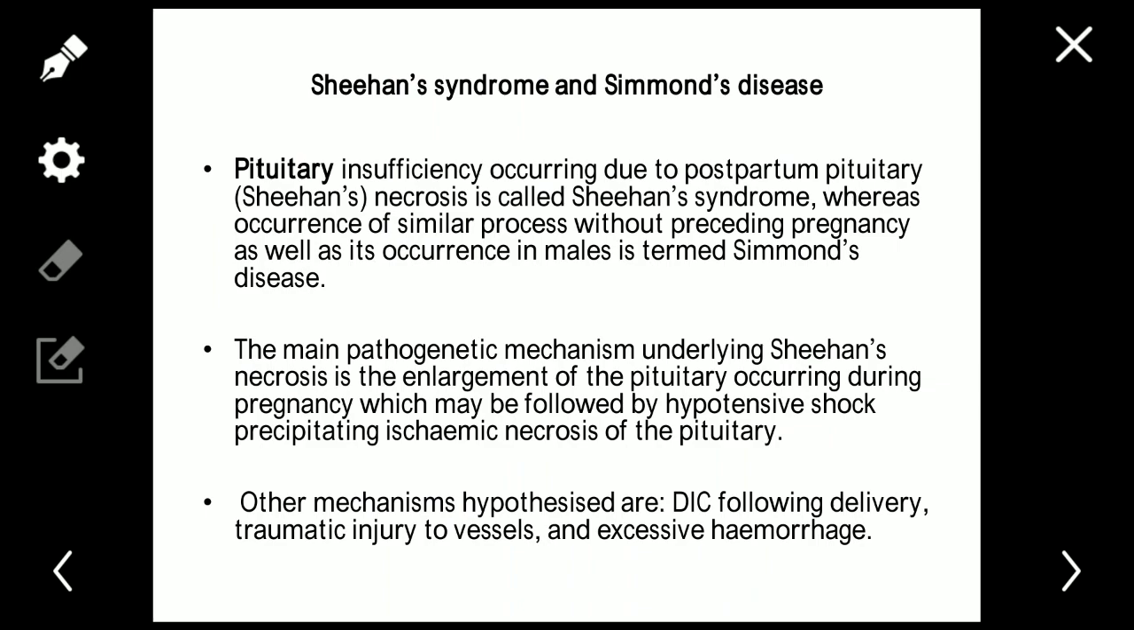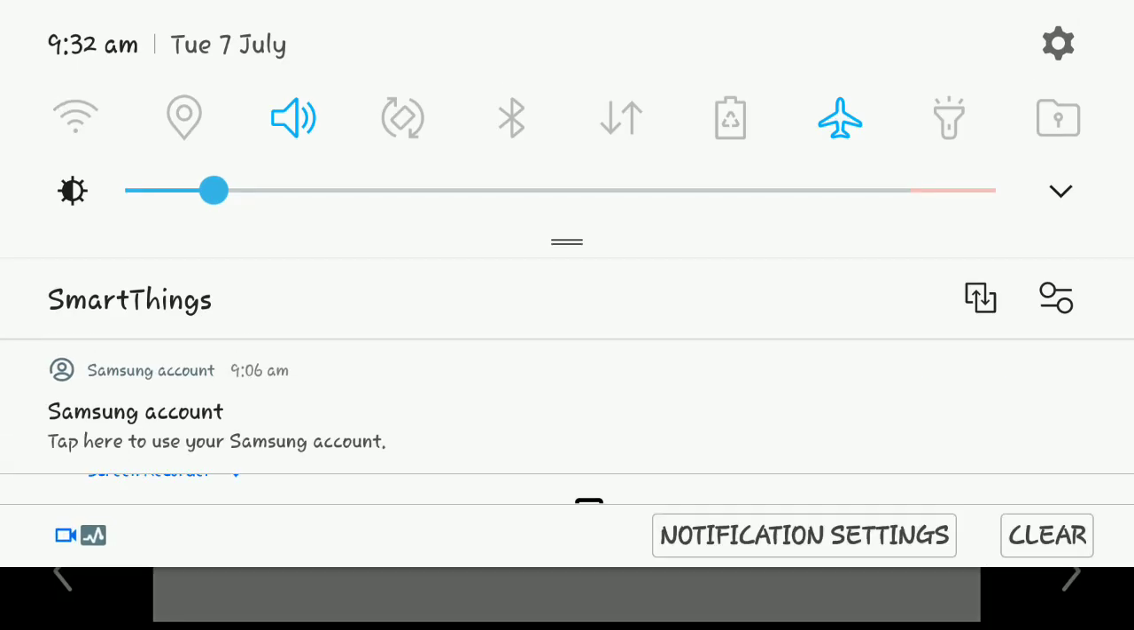So in Sheehan syndrome the pituitary undergoes necrosis, that is, the pituitary will die due to pregnancy. If the pituitary undergoes necrosis, it will not release any hormones. The main pathogenetic mechanism underlying Sheehan's necrosis is the enlargement of the pituitary occurring during pregnancy, which may be followed by hypotensive shock precipitating ischemic necrosis of the pituitary. Other mechanisms hypothesized are DIC following delivery, traumatic injury to vessels and excessive hemorrhage.